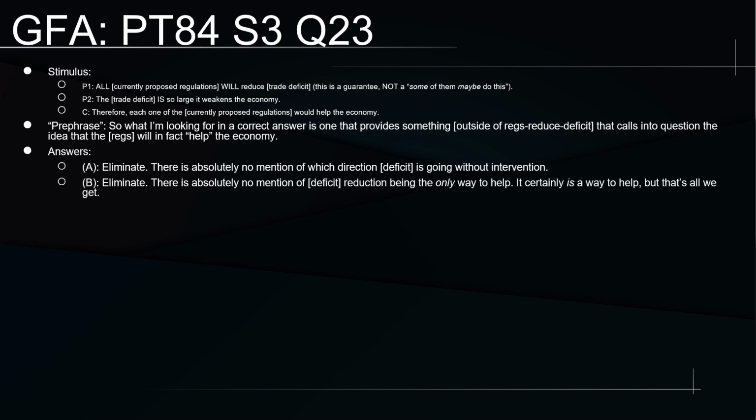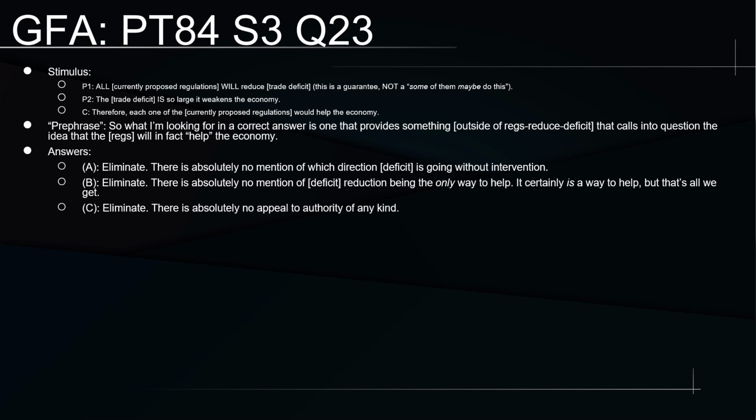Similarly, in elimination, there's just absolutely no mention of deficit reduction being the only way to help the economy. It certainly is perhaps a way to help, at least possibly, but that's all we get. We don't know that there's no exclusion of other possibilities. Clearly, they haven't taken the time to tell us about these other possibilities, but in the way that they've written it, they're not leaving closed the possibility that something else might be out there.